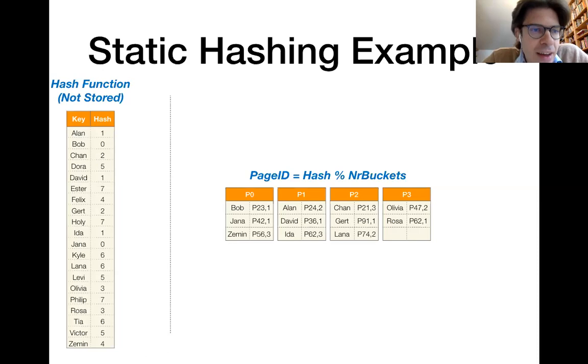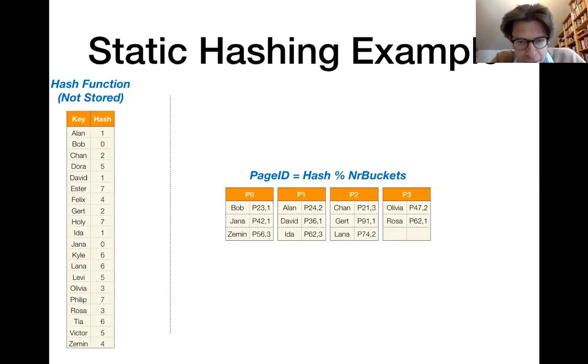Or Bob, for instance, has hash value of 0. So here we store it on page number 0. Let's maybe have a look at one more. Dora has a hash value 5, and 5 modulo number of buckets, which is 4, is 1. This is why we would store her on page number 1, but we actually haven't stored her anyway. The hash function here gives you the hash values for all the students that we will consider in the following examples. Here, in this example, we have only inserted a subset of students.